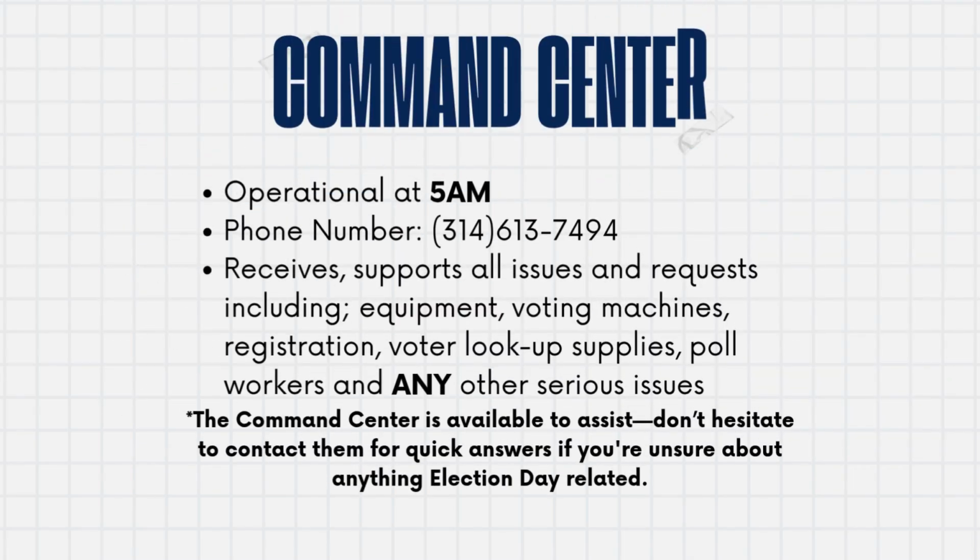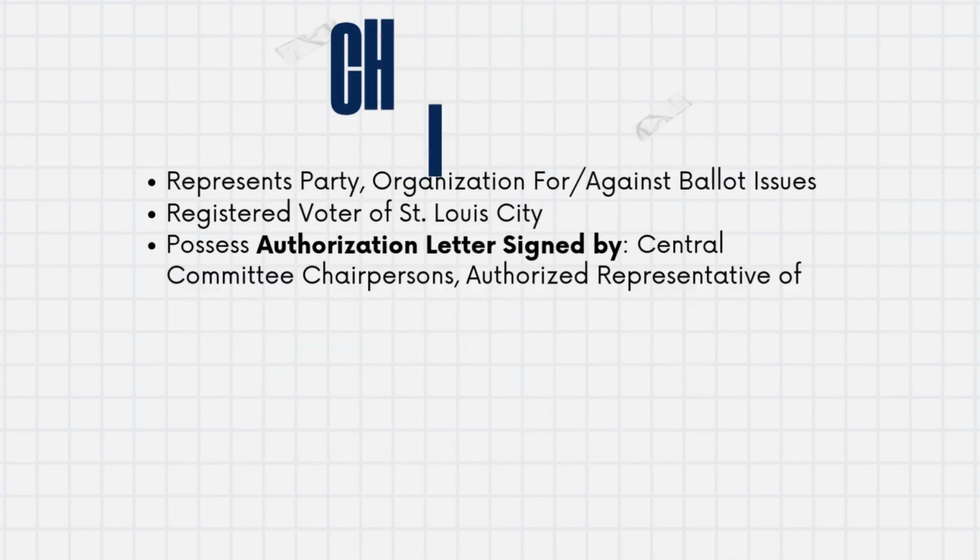Need help on Election Day? The Command Center is up and running starting at 5 a.m. sharp. You can reach them at 314-613-7494. They're your go-to team for everything: equipment, voting machines, registration, voter lookup, supplies, poll worker questions, and any serious issues that come up. Don't hesitate to call. If you're unsure about anything, the Command Center is there to help with fast answers and support.